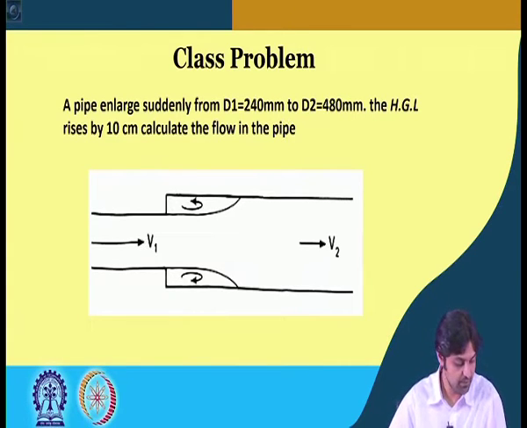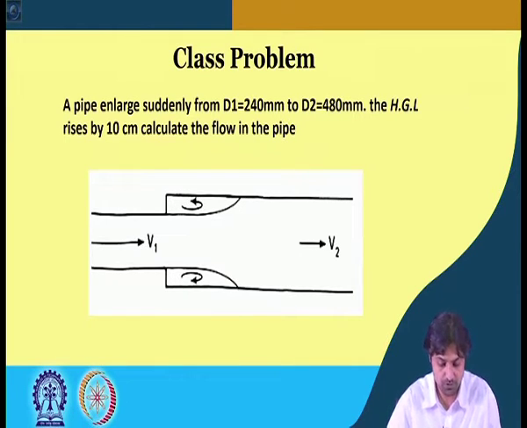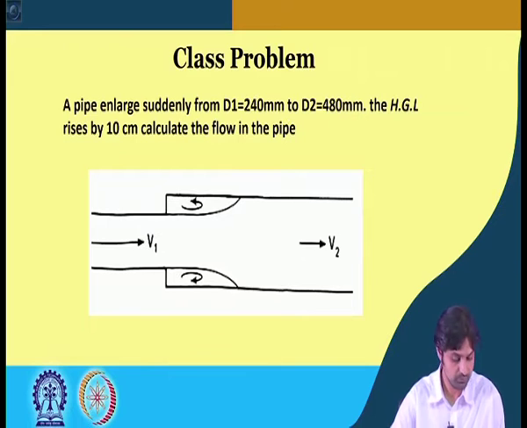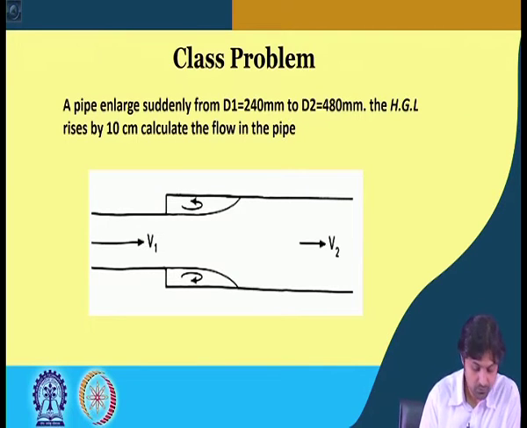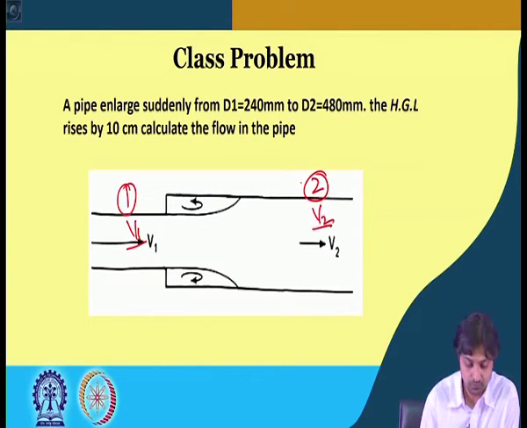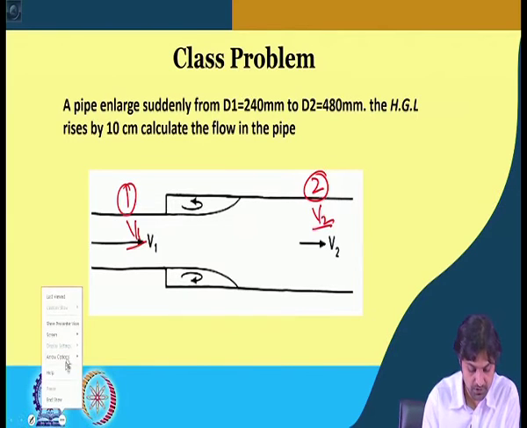We say a pipe enlarges suddenly from D1 equal to 240 millimeters to D2 equal to 480 millimeters, and the HGL rises by 10 centimeters. Calculate the flow in the pipe. All right. So this is V1 and this is V2. So this is 1 and this is 2. So we are going to solve this as well.